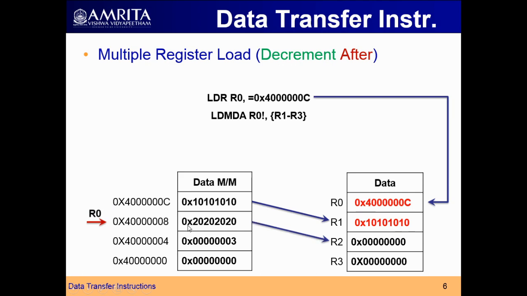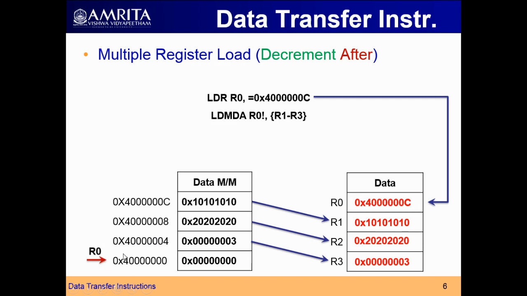Then the corresponding data will be moved on to R2. Again the address pointer will decrement to 4004, and that data will be moved on to R3. Again the address pointer will decrement to 4000, right? So after each load operation is complete, the address pointer will decrement instead of incrementing, as you have seen in the previous case. That means after the last load operation is completed, it will get decremented again.